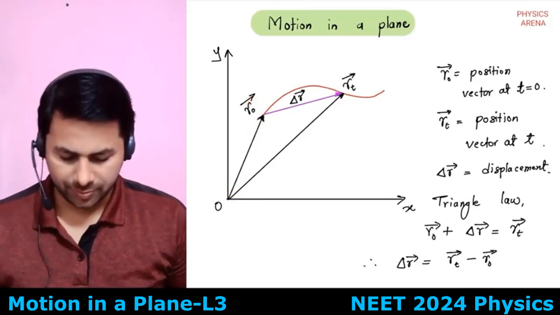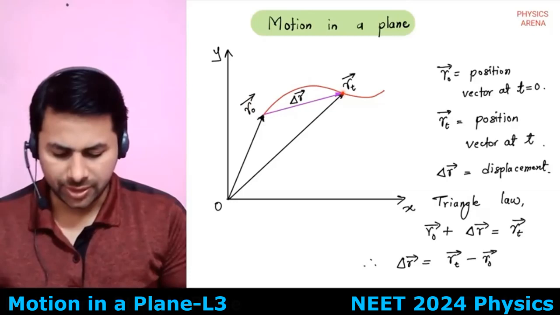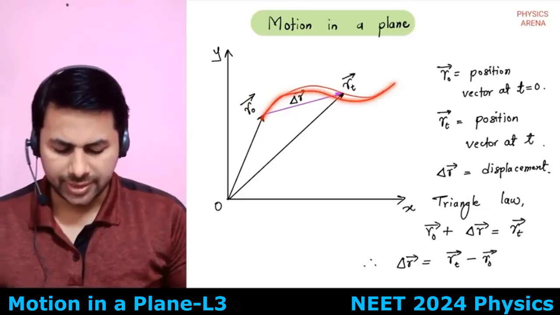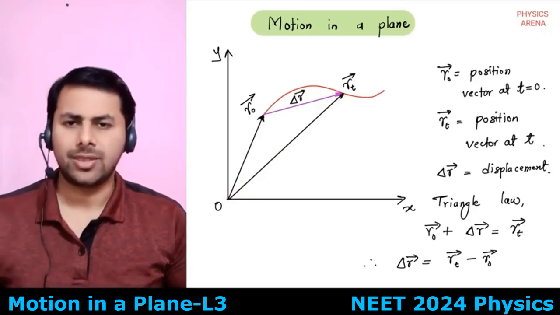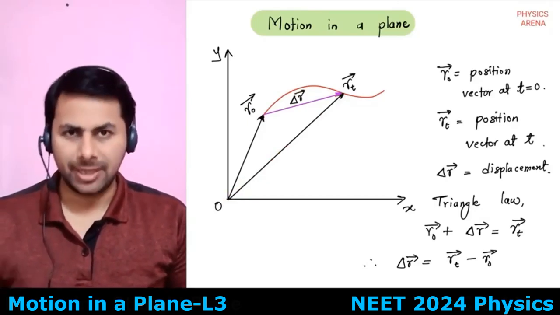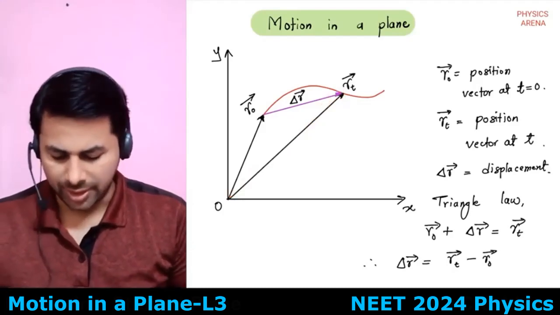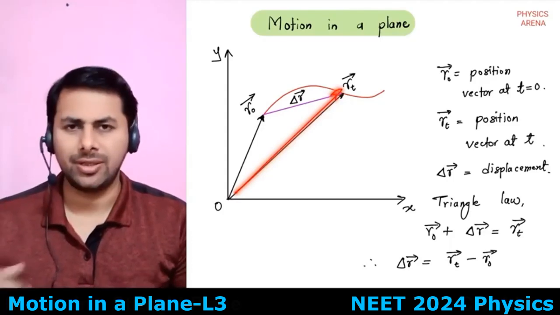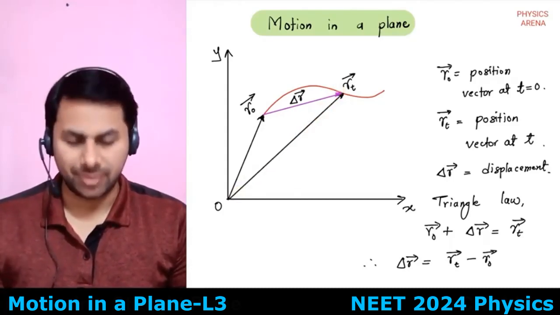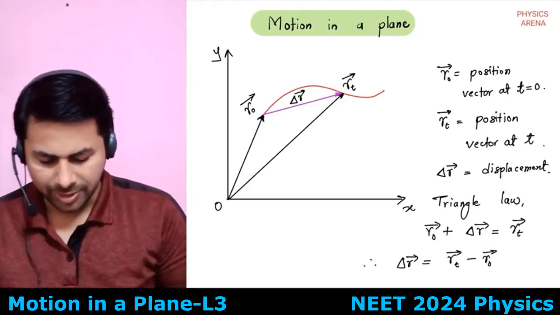Let's call it r naught. At some time, let's say at time t, it moves till here. Suppose it takes this path. Now this will be the final position, and if I want to find out the displacement, I will subtract the initial position vector from the final position vector, and I will get the displacement.